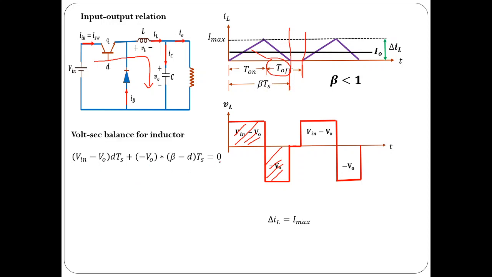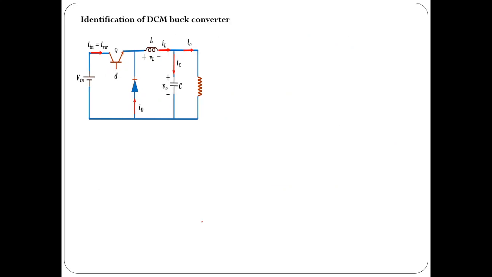From this we get the value of V0 equal to d by beta into Vin, where beta is usually less than 1. So beta must be less than 1. And using power balance, you can find out the output and input current relation also. Substituting V0 equal to d by beta into Vin, you would get I0 equal to beta by d into Iin. This way you can get the relation between input current and output current, and input voltage and output voltage respectively.